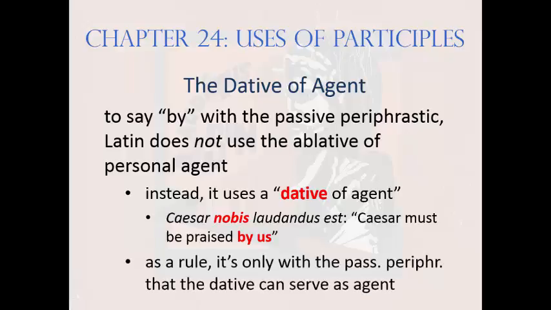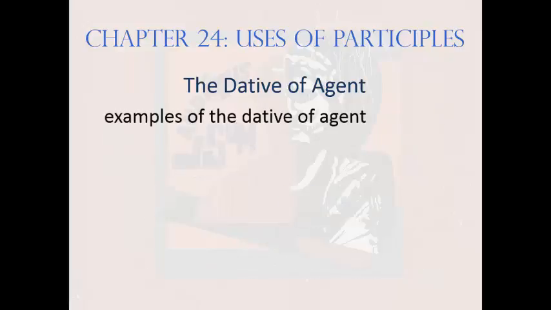As a rule, the dative expresses agent only with passive periphrastics, although later classical Roman authors extended the practice to all passive forms, just to be cute, I guess, and to make our lives more difficult. You can ignore that sad fact of history for now. In this class, the dative of agent will occur only with a passive periphrastic. Let's look at some examples of passive periphrastics with datives of agent.